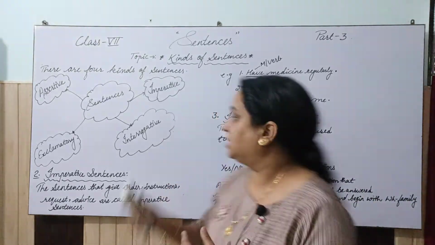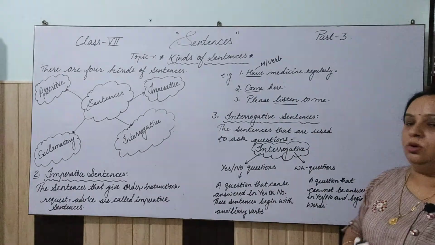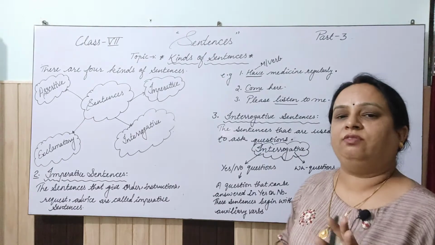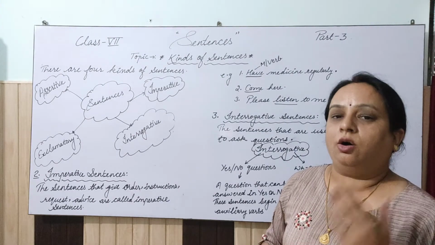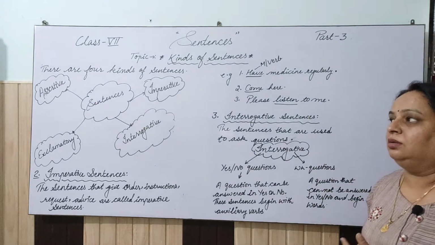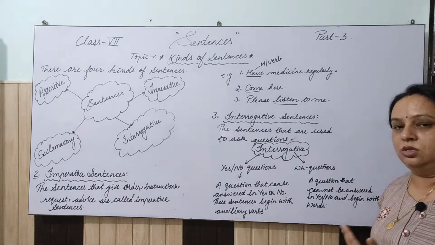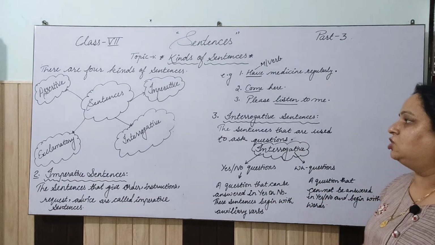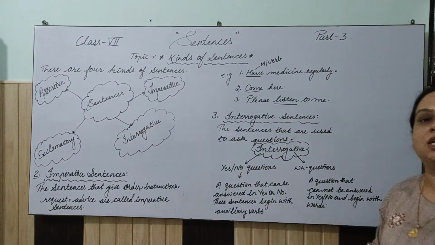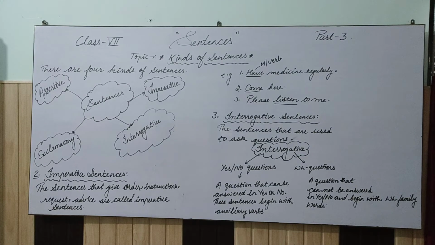So please take the screenshot of this and note this down in your notebook with the help of examples, and I'll advise you to write down 5 to 6 more sentences of your choice in your notebook where you're noting, so that you will learn accordingly when we are doing this. Okay, so just take the screenshot and then we will learn interrogative sentences, that is kind number 3.